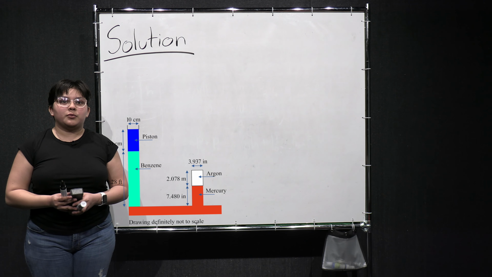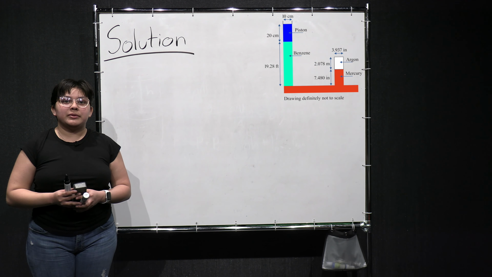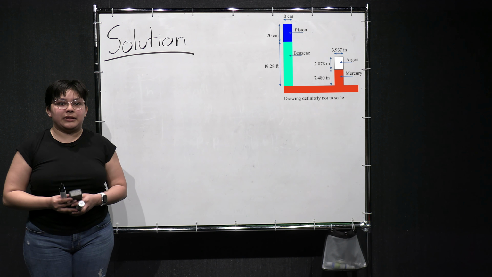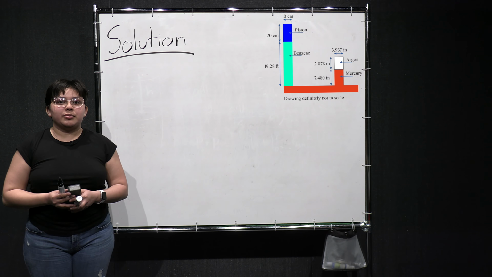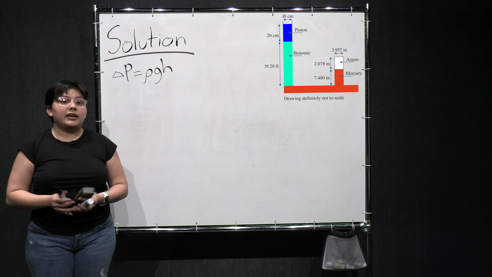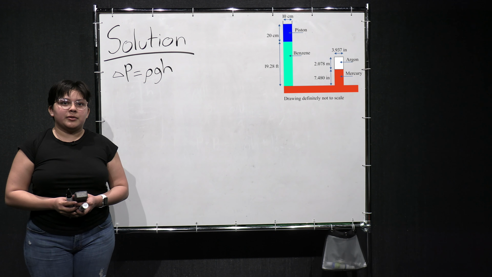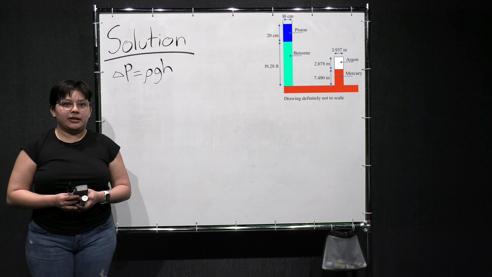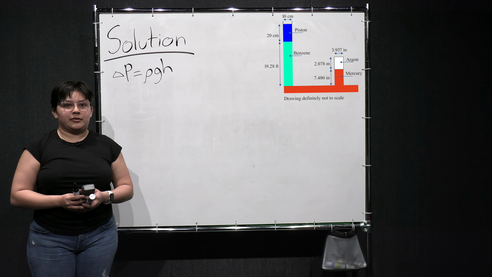We'll start the solution with the diagram. Because the mercury completely fills the horizontal reservoir, the pressure at the bottom of the 2 columns must be equal. Also, the change in pressure from the top of a column of fluid to the bottom is rho g H. Since the pressures at the bottoms of the 2 columns of fluid are equal, we can just add them up and set them to be equal. P atmosphere plus delta P piston plus delta P benzene must equal delta P mercury plus P argon.